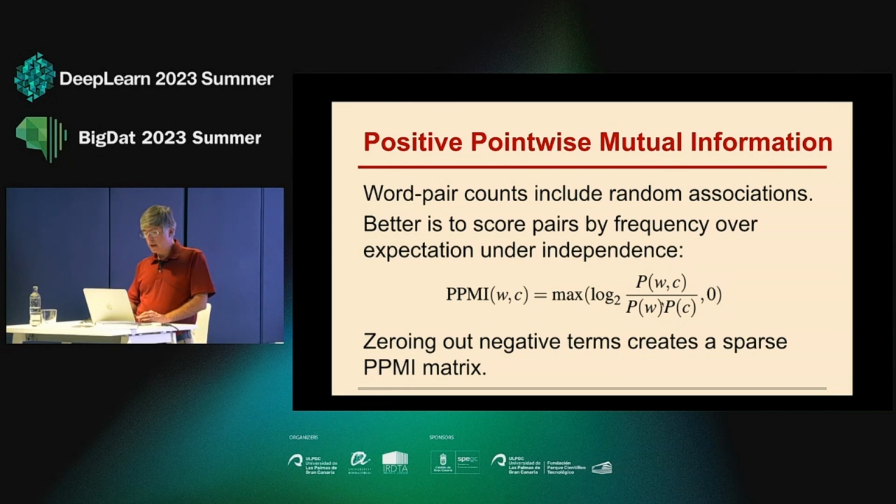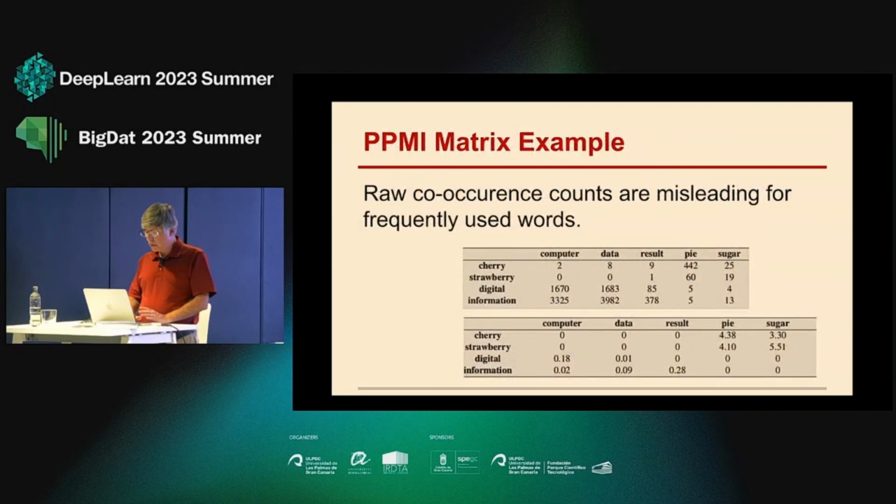So what does this mean? If words W and C occur next to each other only by chance, then we would expect that the probability of W and C being next to each other is the probability of W times the probability of C. This matrix has the property that the words that occur by chance will get zeroed out, and you get a very sparse matrix that looks like this. Okay? Any question?